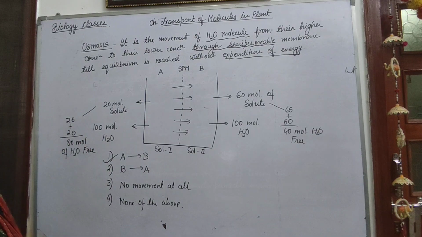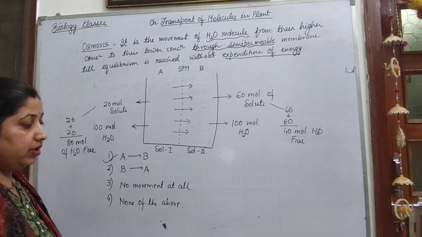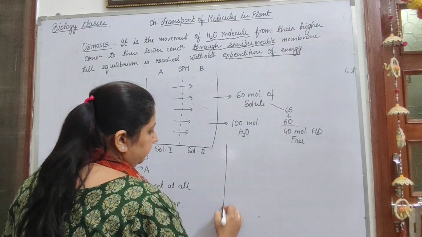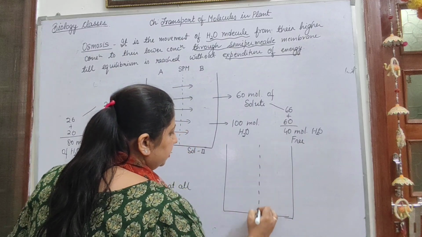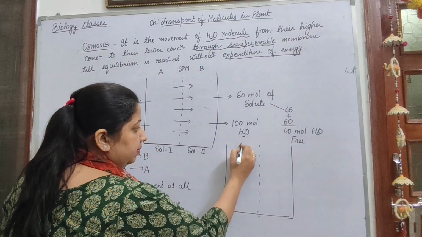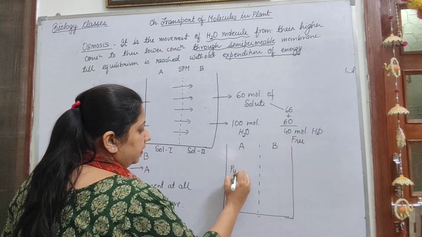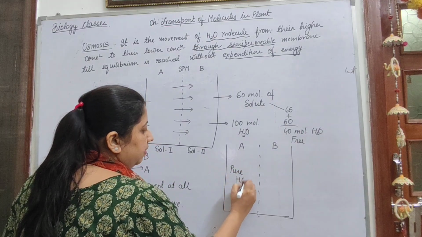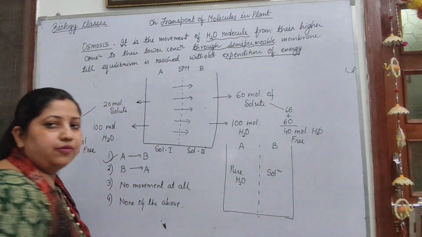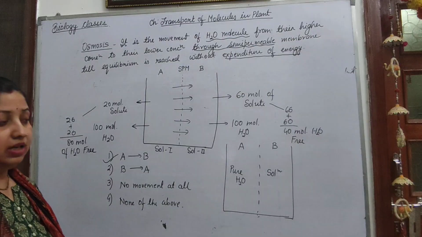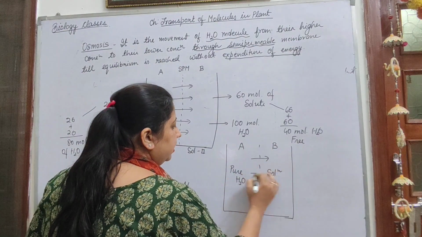Okay, so this is a very small example of osmosis. If we take a beaker and separate it with a semi-permeable membrane, in compartment A we have taken pure water, but in compartment B we will take a solution. So in which direction do the molecules move? From A to B.